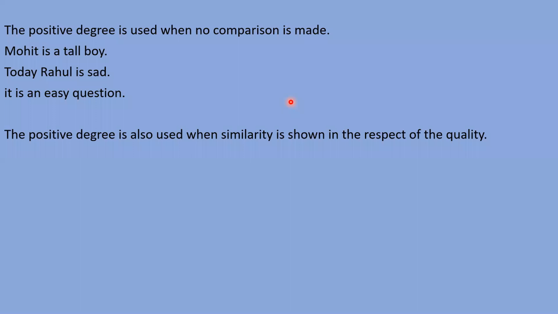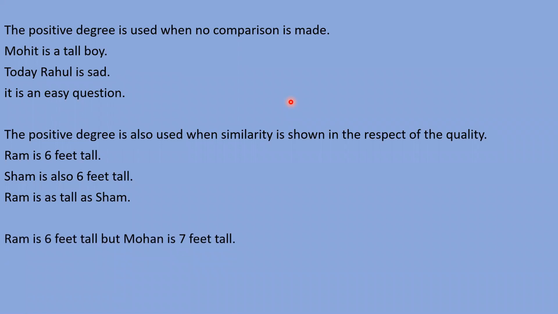But whenever we have to show similarity, here also we can use the positive degree, but in this way. Suppose two boys are there, Ram and Sham, and both heights are the same, so we can say Ram is as tall as Sham. And suppose Ram's height is 6 feet and Mohan's height is 7 feet, so we can say this sentence in negative form like this: Ram is not as tall as Mohan, right? Ram is not so tall as Mohan. In this way also we can say.